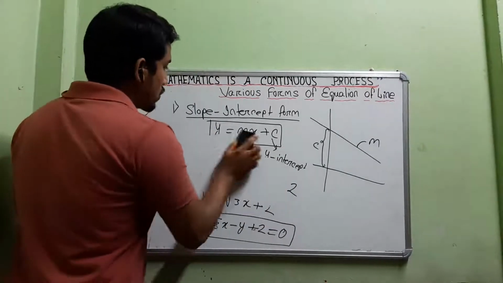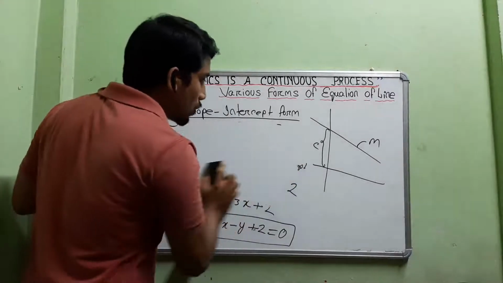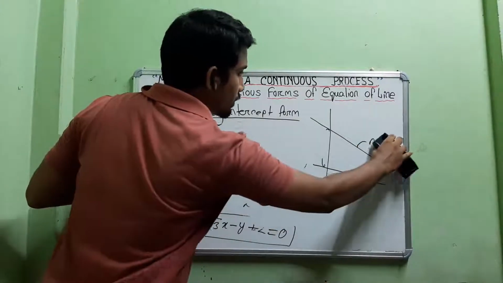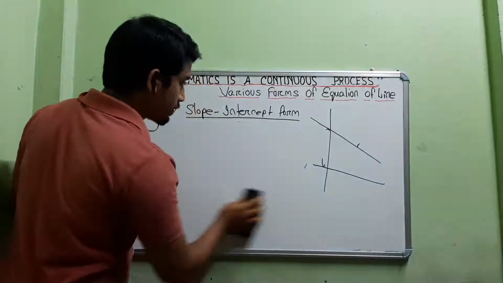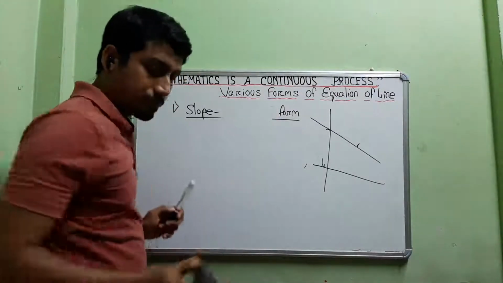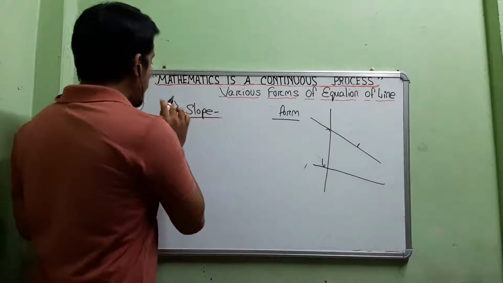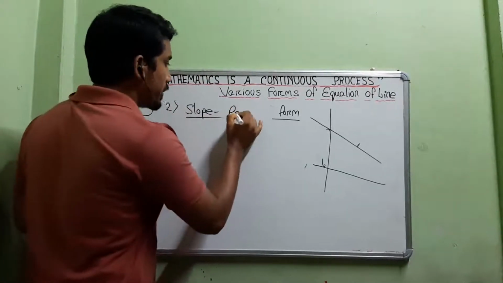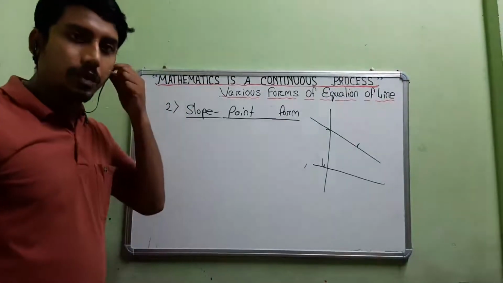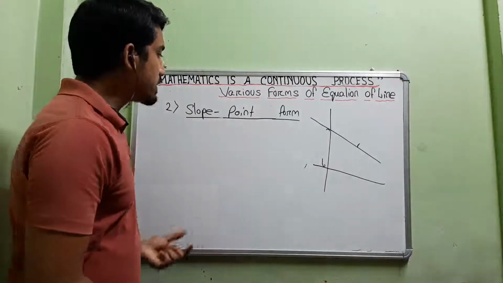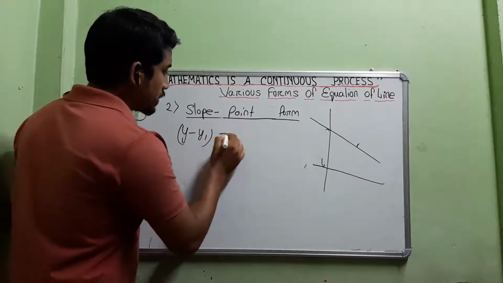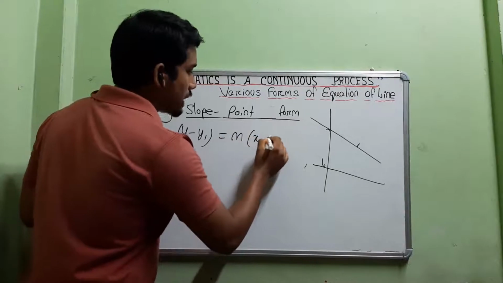Now let me go to the second form, that is called slope point form. The form name is slope point, P-O-I-N-T, slope point form. That is the second form of the equation of a line. The slope point form is like this: y minus y1 is equal to m into x minus x1.